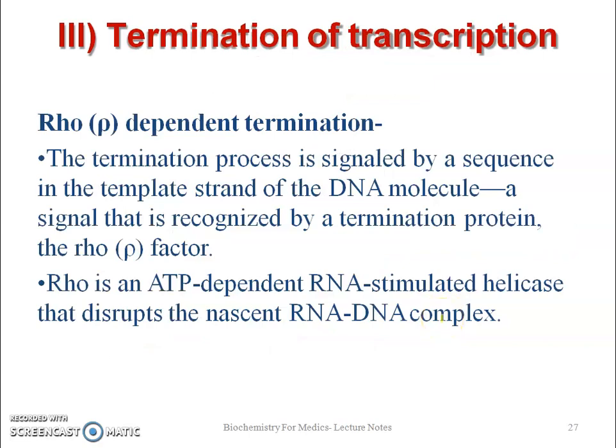Rho dependent termination is there. What happens? Rho factor is one more factor which is again present with the RNA polymerase. It is signaled by a sequence in the template strand of the DNA molecule, a signal that is recognized by a termination protein, the Rho factor. The Rho is an ATP-dependent RNA-stimulated helicase that disrupts the nascent RNA-DNA complex. That means it breaks the complex.